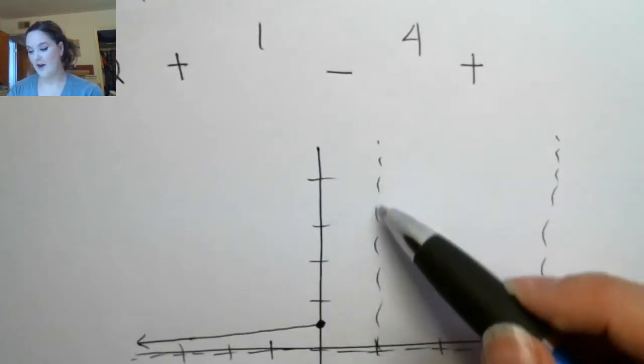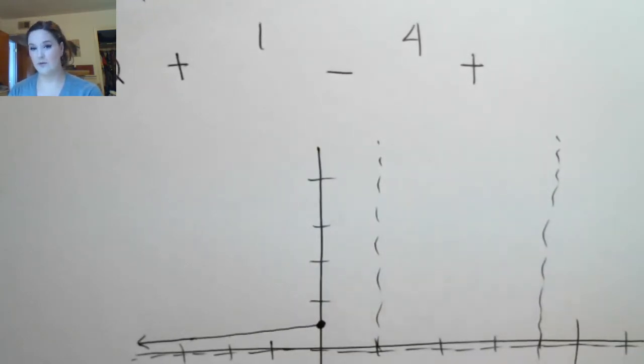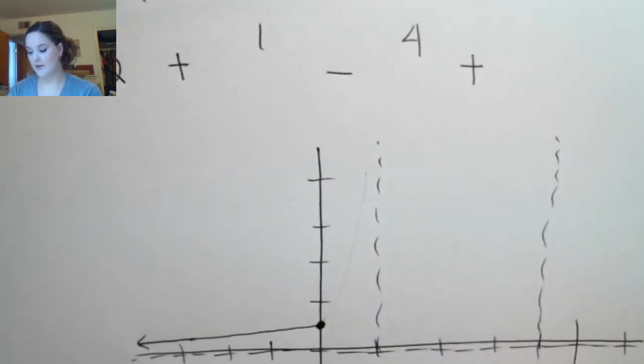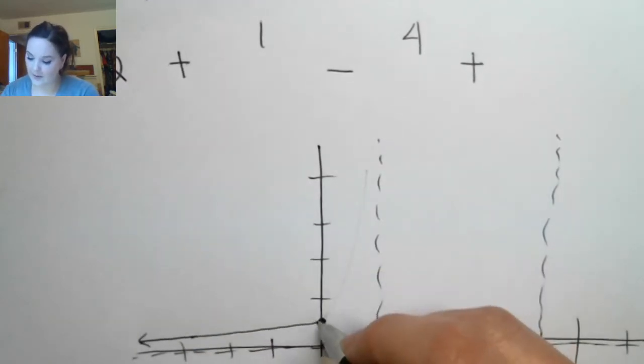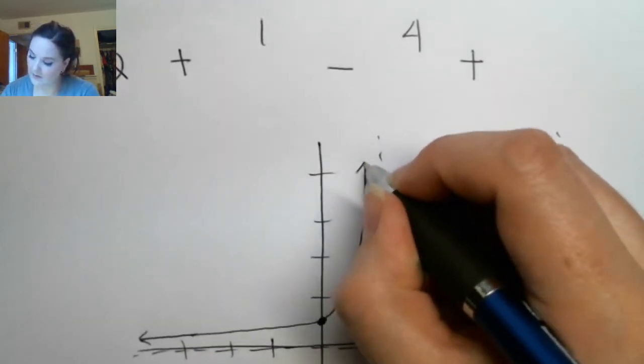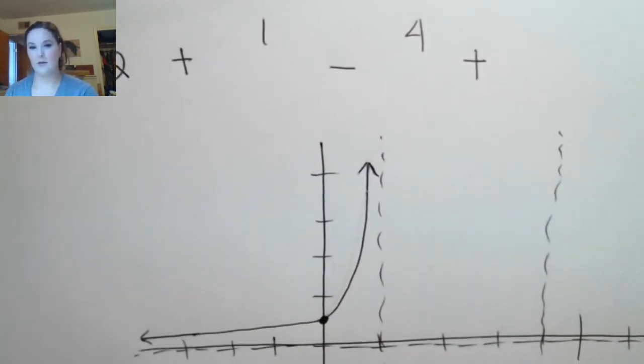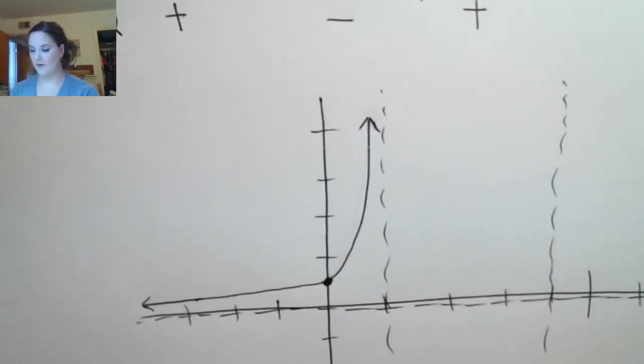So because my graph has to go along this line, I only have two choices. I can draw my graph going up along the line, or I can draw it going down along the line. Because it's a plus, I'm going to go up like that. So that's one part of my graph.